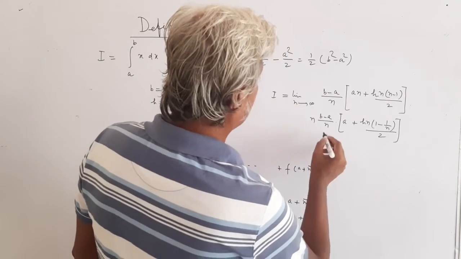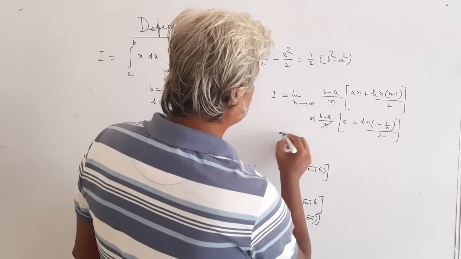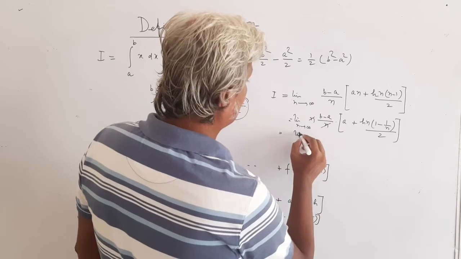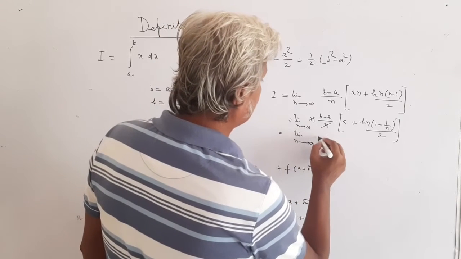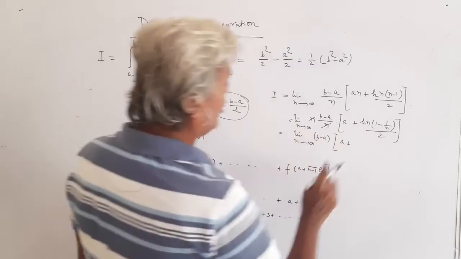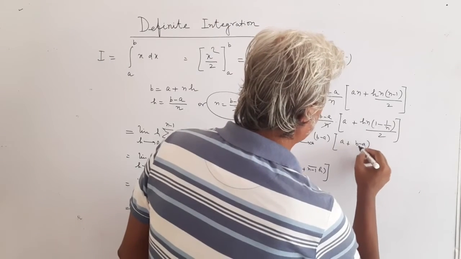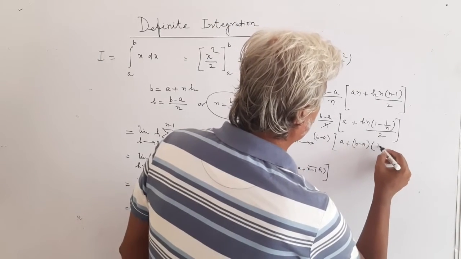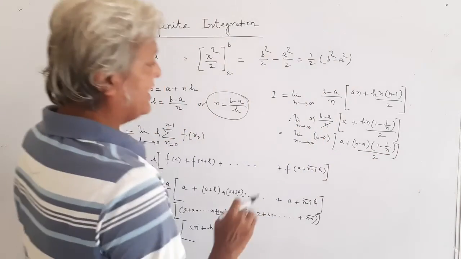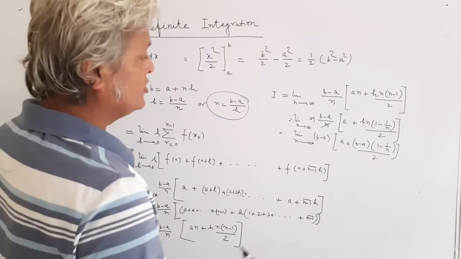So now this is b minus a, and this n and this n cancel. So this is the limit n tends to infinity, with b minus a outside. This is a plus, what is nh? nh is b minus a. So b minus a, and then 1 minus 1 by n whole over 2. Now if you put the limit n tends to infinity, wherever you have 1 by n, that becomes 0. So what do you get?